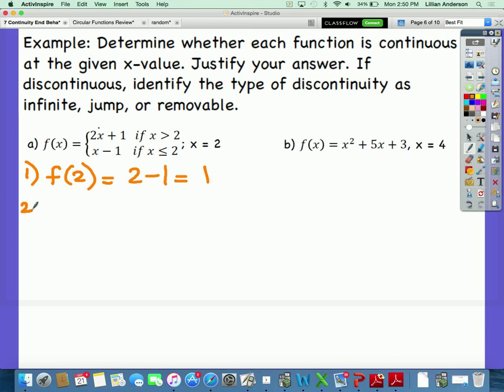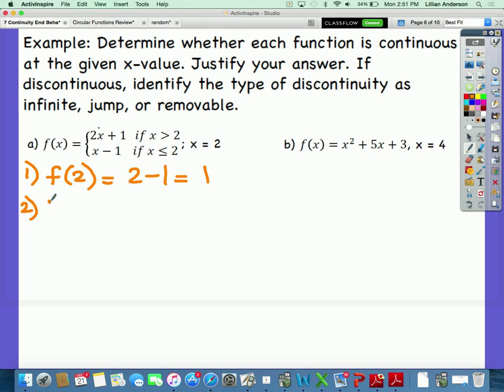So far, so good. Something that wouldn't exist, say you had a reciprocal function, and the number you plugged in made it 0 in the bottom. Think about it, 1 over 0 is undefined, right? That would be an example of where it doesn't exist. Okay, hear that?